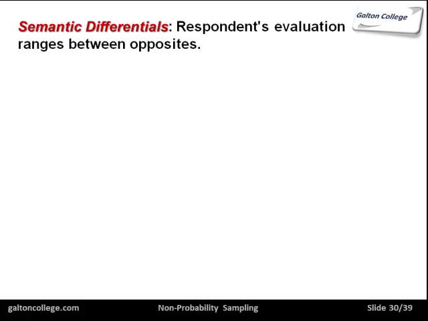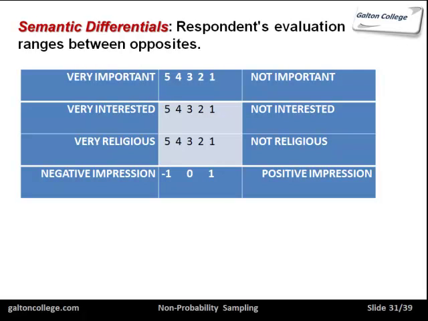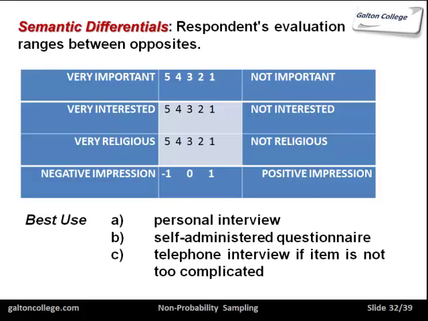Semantic differentials. The respondent's evaluation range between opposites. What you do is you simply say very important, not important, and put in a scale in between. Again, we've got an odd number here, so people may be biased towards the center. You have to be careful about that. It may be a 6-point or a 4-point might be better. But anyway, we've got a 5-point, an odd number here. Semantic differential means we pick one, very interesting, not interested. Very religious, not religious. Negative impression, positive impression. And put in a scale in between and select which one corresponds to the answer. Used in personal interviews, in self-administered questionnaires, and can be used in telephone interviews as well.